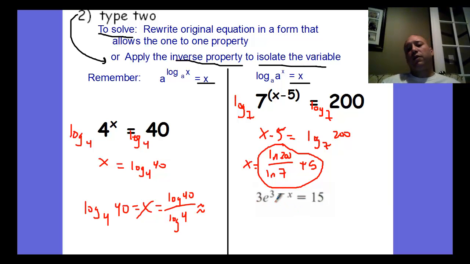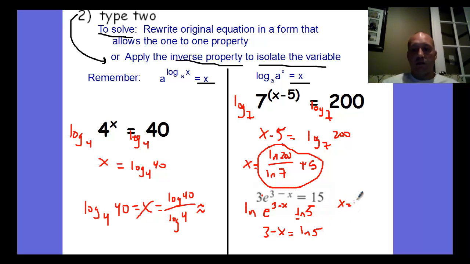The last one down here, we want to first isolate our power. So we have this 3 in front. I want to divide both sides by 3 first to get 5. And then the inverse of having the base e would be log base e, which is just the natural log. So we're going to do natural log of both sides. And so we get 3 minus x equals the natural log 5. And so for me, I would add x and then subtract the natural log 5. So x is going to be 3 minus the natural log 5. And you can punch that in the calculator to find the approximate value.